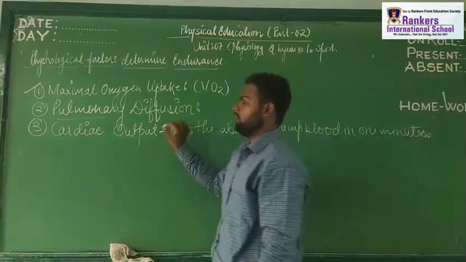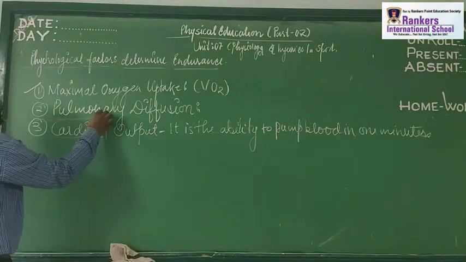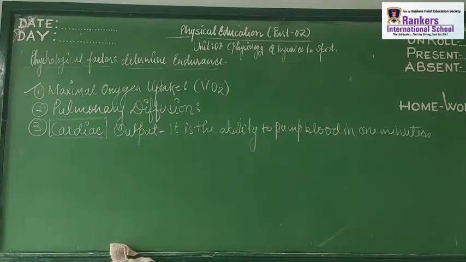Which muscles are there on the heart? Cardiac muscles, and they produce the sound of lub-dub. If the cardiac output is very good, the circulation of the blood will be good and the working of tissue will be good. So it enhances the functioning of the heart, and definitely the cardiac output will enhance your endurance.